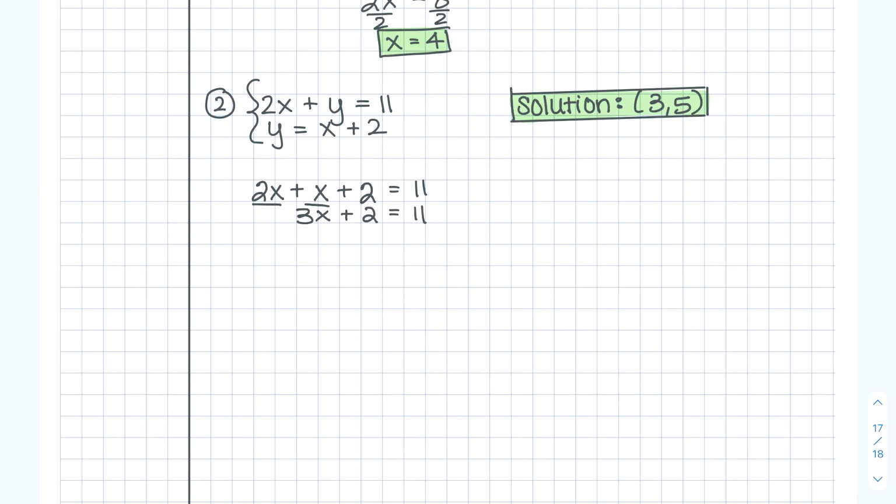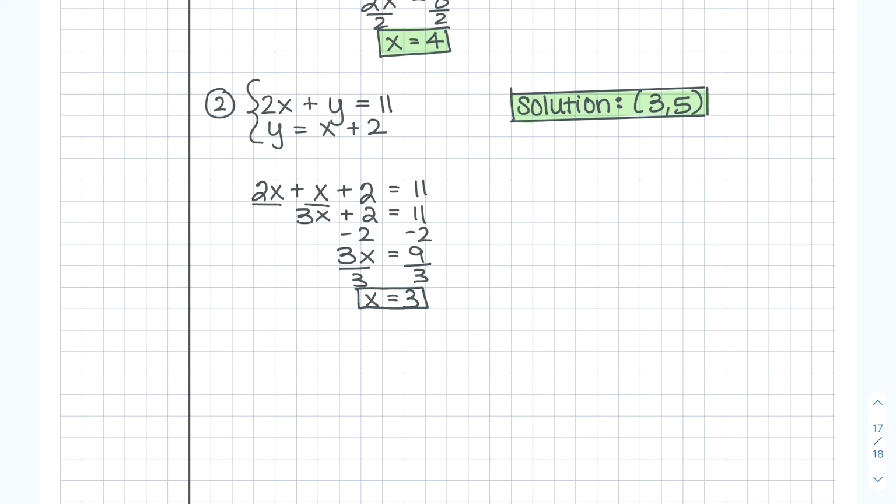To isolate x, I'm going to get rid of my 2 on both sides, which leaves me with 3x equals 9. The last step is to divide by 3, which leaves me with x equals 3 as my x coordinate. Now we know that that's not enough. My x coordinate is not enough to know my solution. I need to also find my y value.